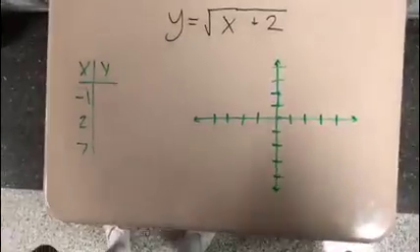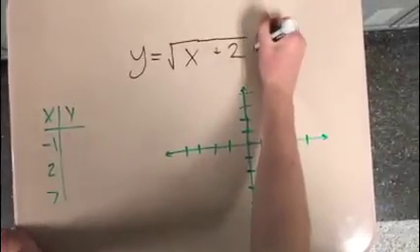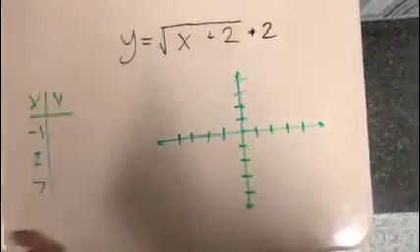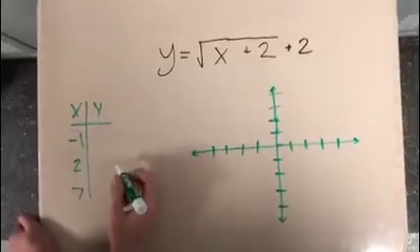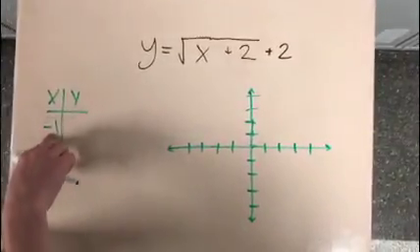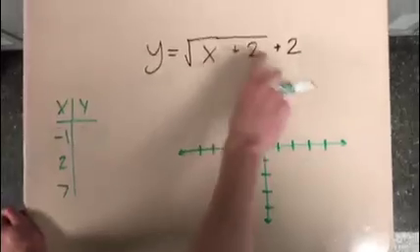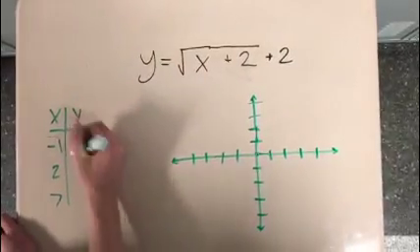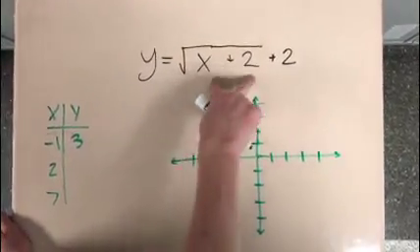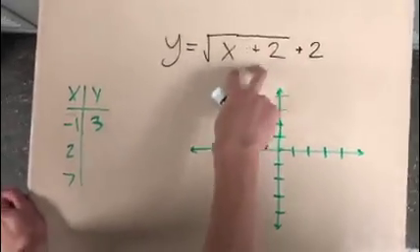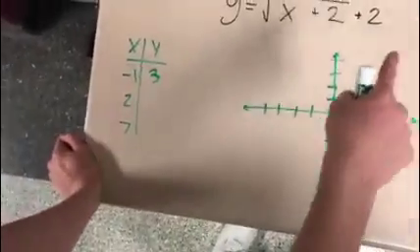Alright, for this example, we're going to do a horizontal shift and a vertical shift. So we're going to add a 2 outside the square root. So for x, we're going to use negative 1, plug it in. That's 1 plus 2 is 3. Then we're going to use 2. 2 plus 2 is 4, but the square root of 4 is 2. And then 2 plus 2 is 4.